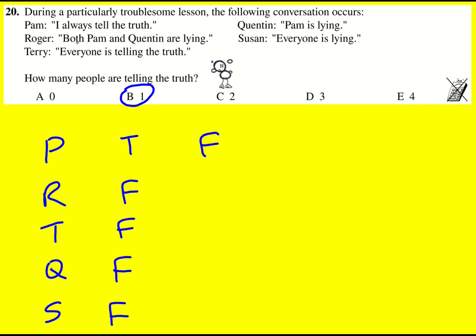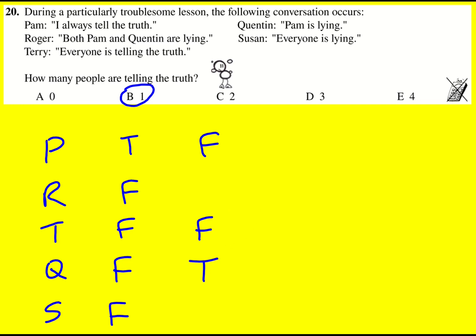So here, Roger says both Pam and Quentin are lying. Well, we know that Pam is lying, but don't know anything about Quentin at the moment. Terry says everyone is telling the truth. Well, we know that Pam is lying now, so that means that Terry must be lying. Quentin says Pam is lying, so in this case, Quentin is actually telling the truth.